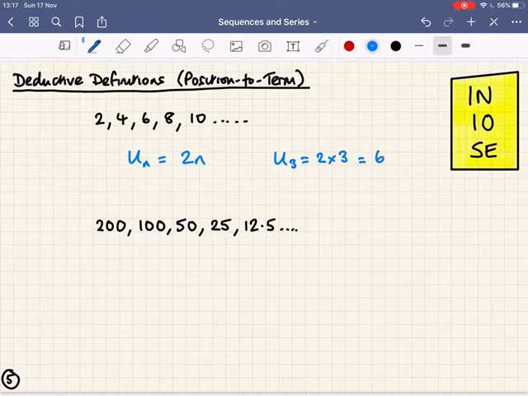So I can go straight there. So if I wanted to work out the 37th term here, that would be much easier. u37 is 2 times 37, which equals 74.